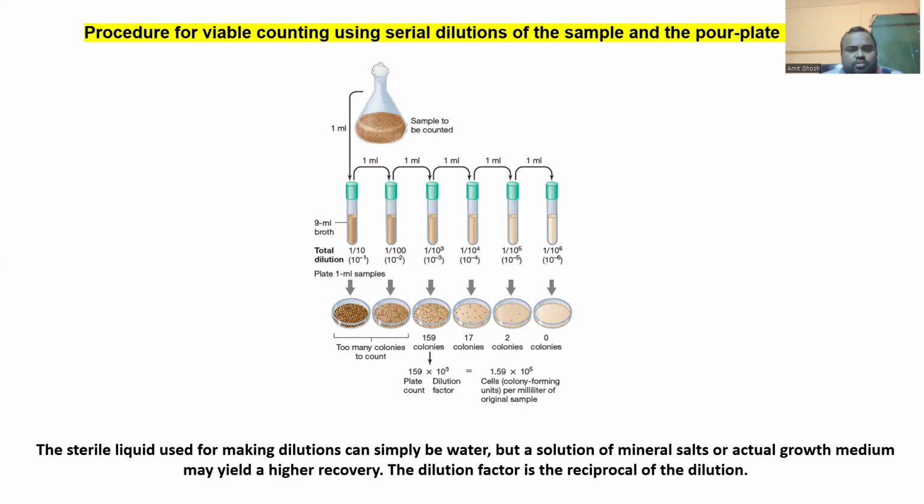So this is the overall procedure for viable counting using serial dilution of the samples and the pour plate method. And the sterile liquid used here for making dilutions can simply be water, or it can be the media, for example LB broth. But a solution of mineral salt or actual growth media may yield a higher recovery, and the dilution factor is the reciprocal of the dilution. So this is the procedure of the serial dilution method to obtain colonies and to count the colony number.